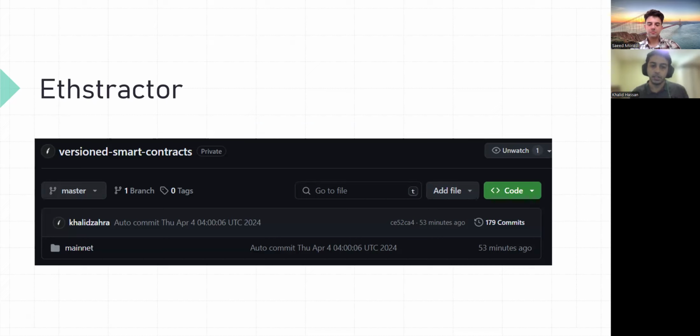So once Ethstractor would create the dataset or add new contracts to the dataset, it would also automatically commit the dataset to a GitHub repository in a similar manner as Sanctuary.